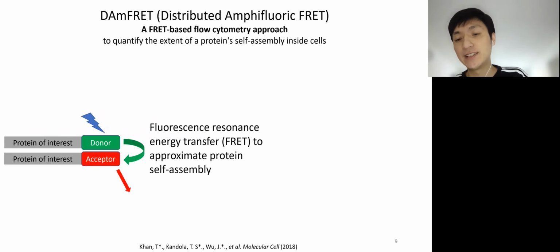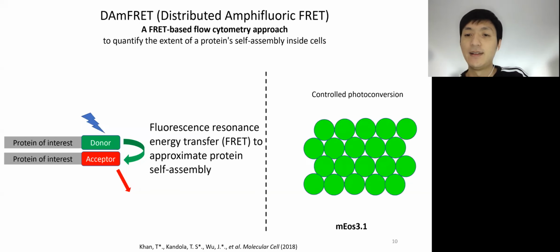With all these considerations, we developed a FRET-based flow cytometry approach called DAM-FRET to quantify the protein self-assembling at different concentrations in living cells. Here, we tagged our protein of interest with only one photoconvertible protein, mEos 3.1, which can serve as both donor and acceptor. After controlled photoconversion, we can get a mixture of the red form and green form of the mEos 3.1, which can be used for FRET measurements.